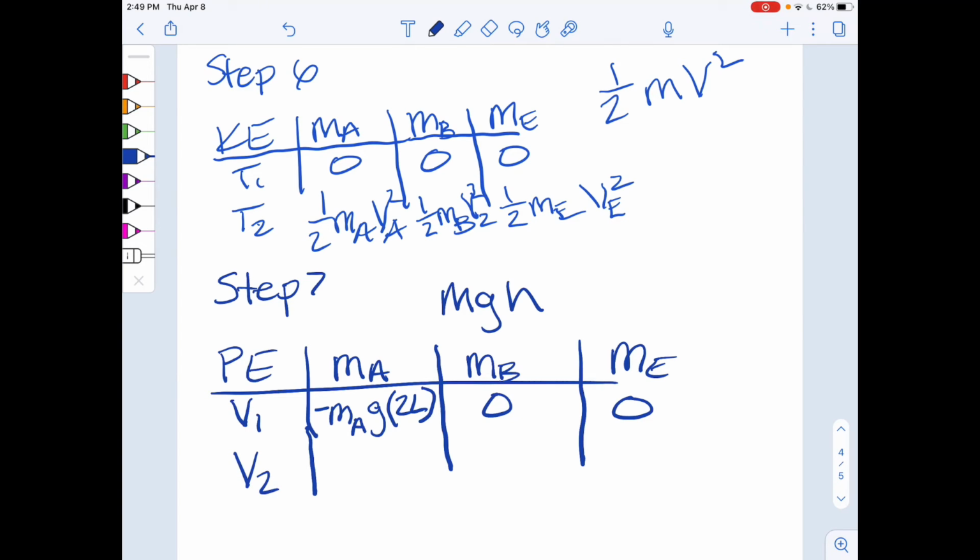For V2 of mass A, that is moving to the 0 reference point, so that will be 0. Mass B is negative MB G L, because the length of that rod is just L. And for ME at position 2, it's going to be negative MEG delta E, which we will explain later.